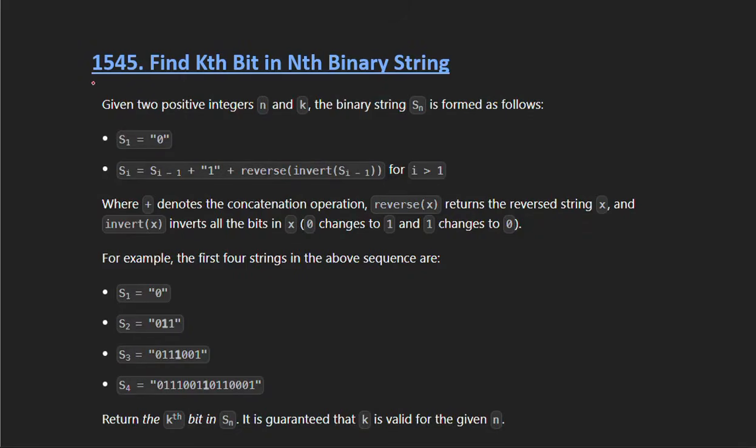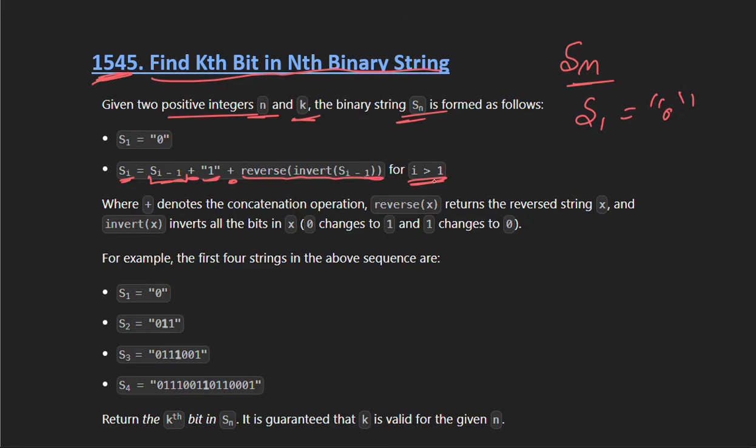So our today's LeetCode question is 1545, which is Find Kth Bit in Nth Binary String. In this question we are given two positive integers n and k. The binary string Sn is formed such that S1 is always equal to 0, and then S(i) is equal to S(i-1), concatenated with a 1, and then reverse and invert of S(i-1), for all i greater than 1. And we have to return the kth bit in Sn, right?